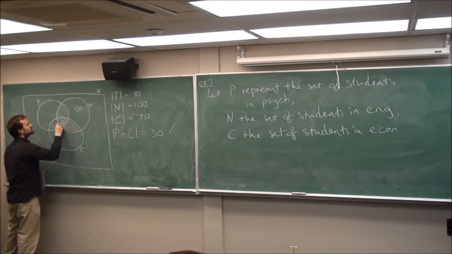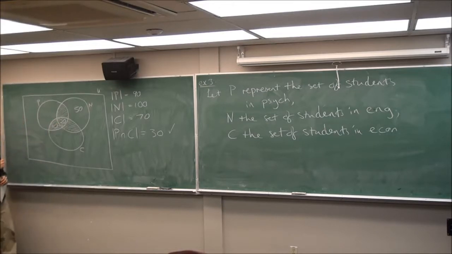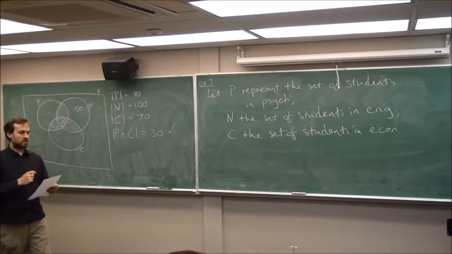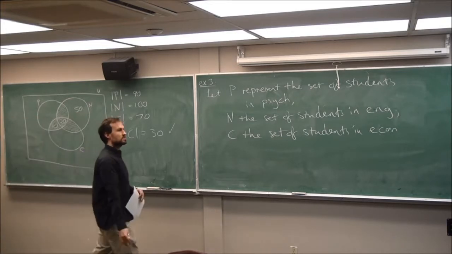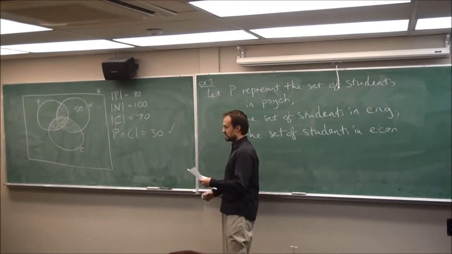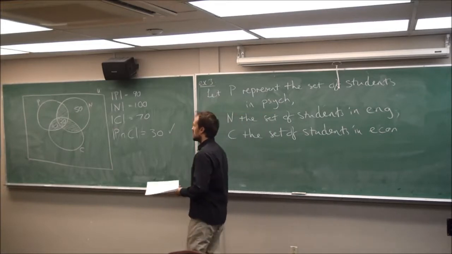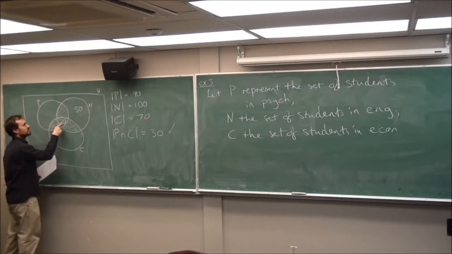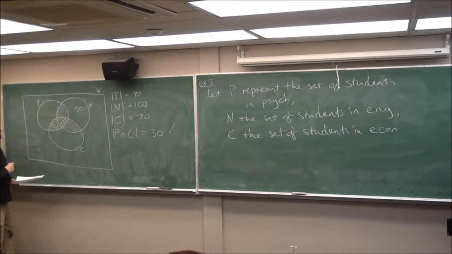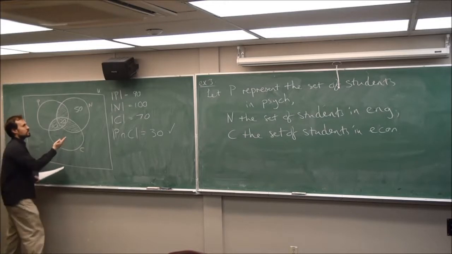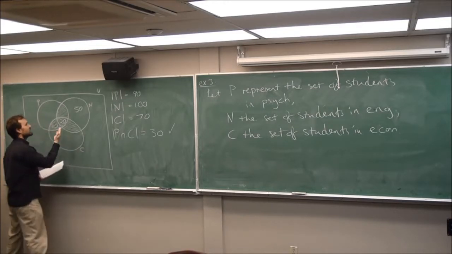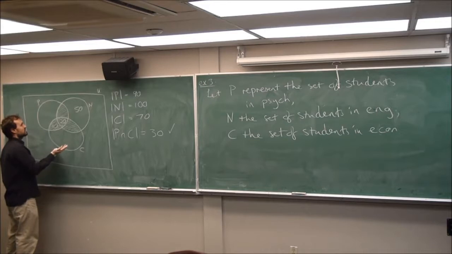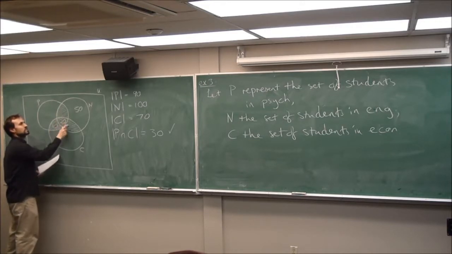All of these middle sections. That's what I'm looking for. At least two of the three subjects. At least means two or more. So two, this piece and this piece, or three, this piece in the middle. Now I look at my region, I look at what's being given, and how can I use that to find what I'm being asked? I have some of the numbers, but I don't have these two regions.